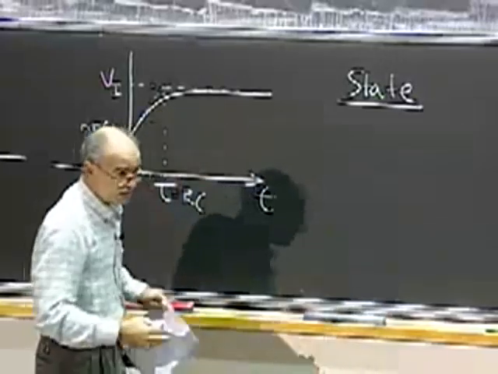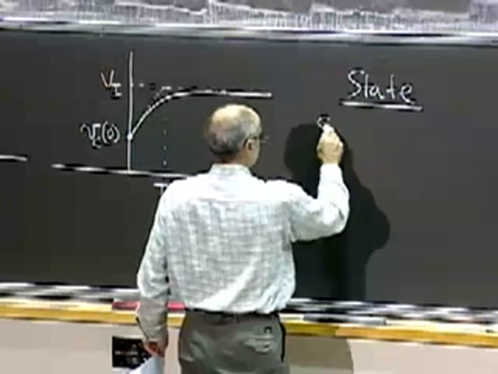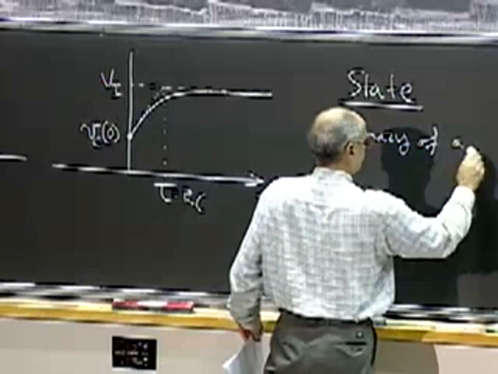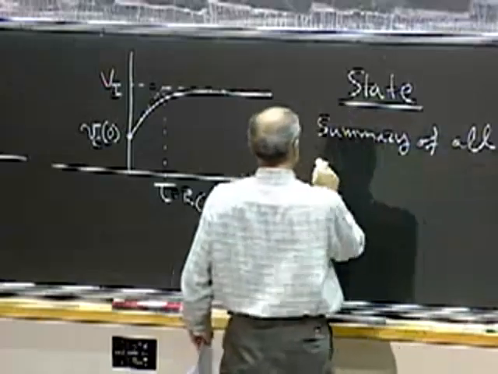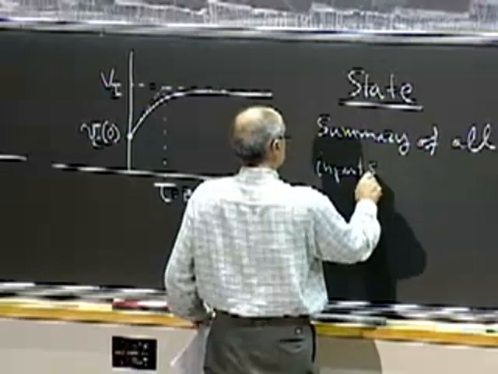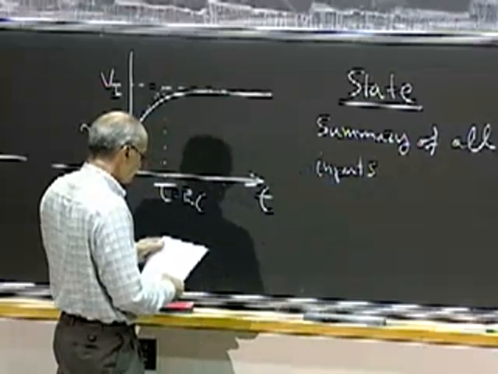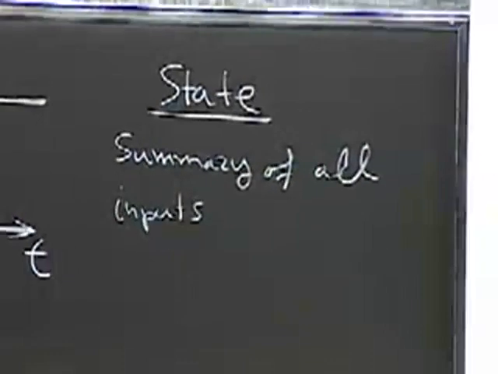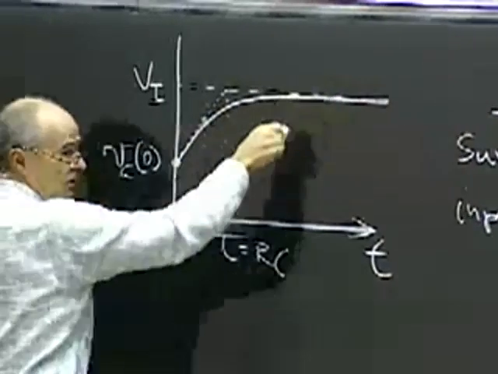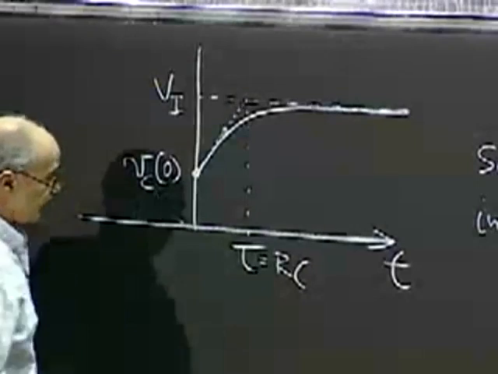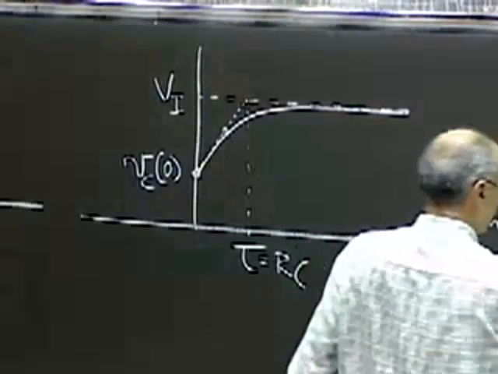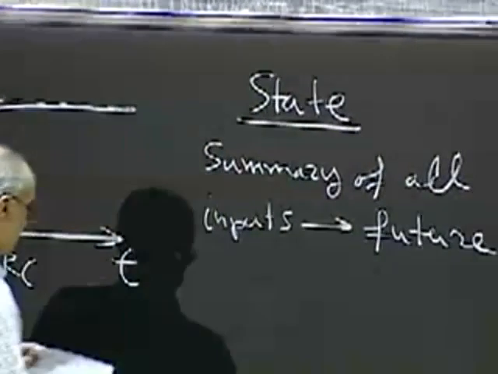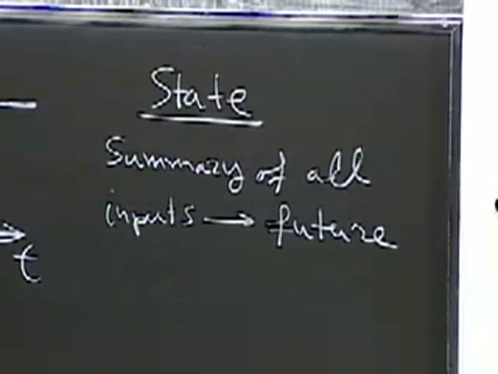Okay? What is the state of the capacitor? The state is the summary of all inputs that are relevant to predicting the future. If I know the state of the capacitor at this time, I can predict where it's going to go, given a response Vi here in the future. So it predicts the future.